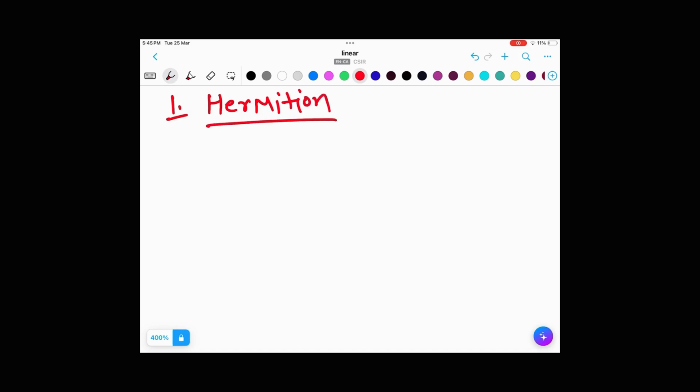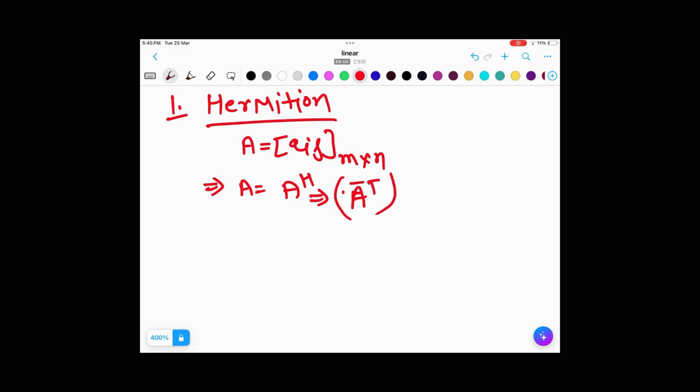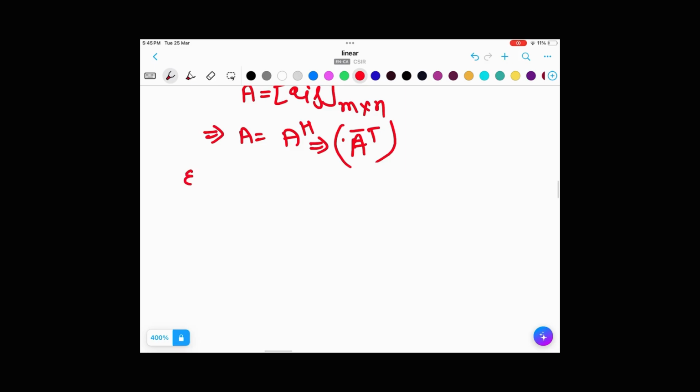Hermitian matrix. We already discussed the transpose of matrices. Then the Hermitian matrix of a matrix A = [aij] of order M cross N. A is said to be a Hermitian matrix if A equals A^H. What is A^H? This is equal to the conjugate transpose of the matrix.